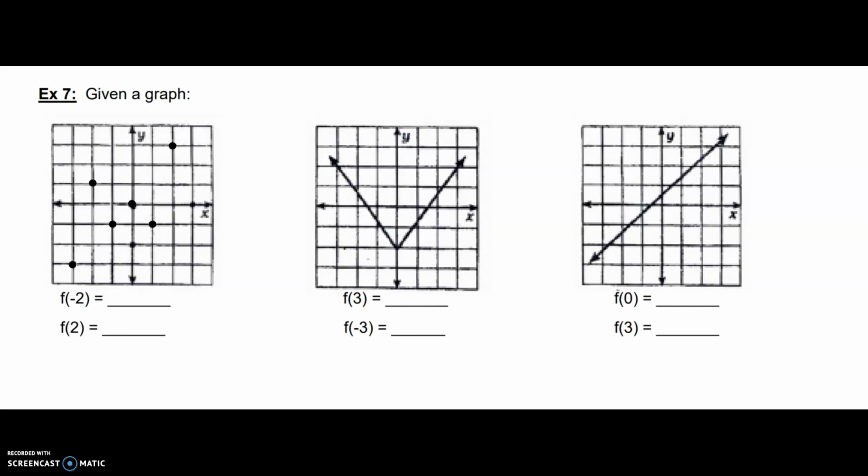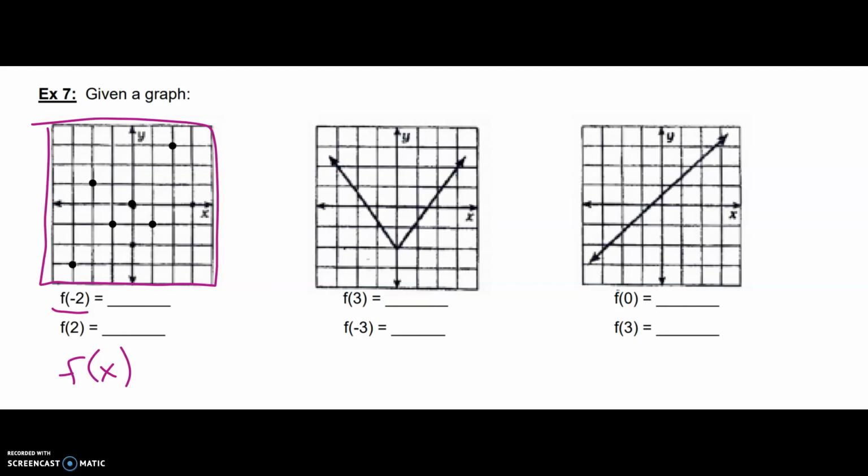Okay, Chargers, let's look at one more example. And these are going to be our examples of how we determine the value of our functions when we're looking at a graph. So for our first one here, we have f of negative 2. Now remember, our function notation is f of x. And this is saying that this whole graph right here is our function f.